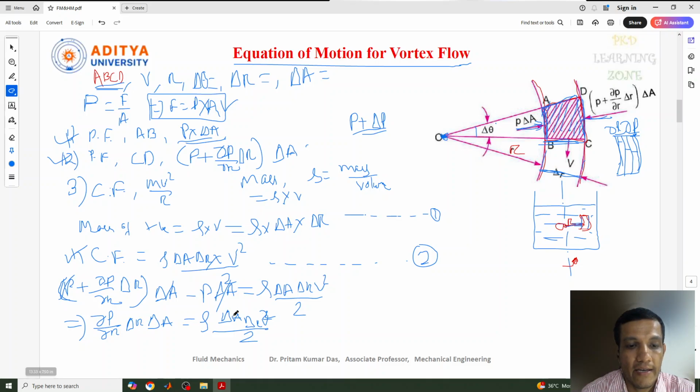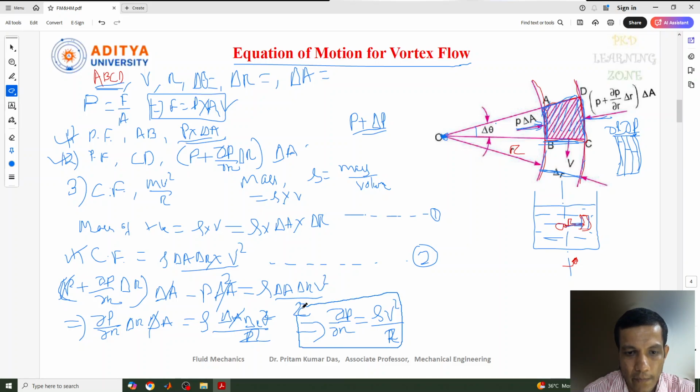Now delta R delta A, we can cancel this, and finally we get delta P by delta R equal to rho V square by 2. Rho V square by 2 is there. Actually it is mV square by R, not 2. This is R. I was thinking where this 2 came from. So the equation we got is delta P by delta R equal to rho V square by R.